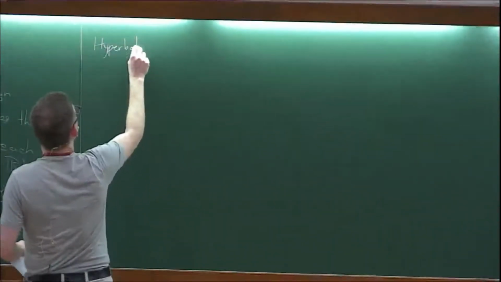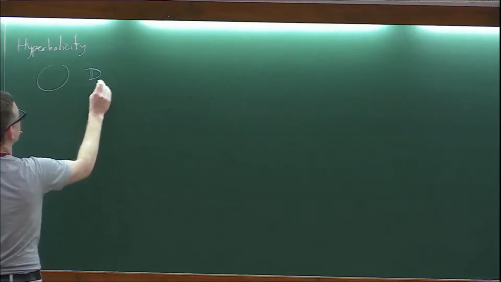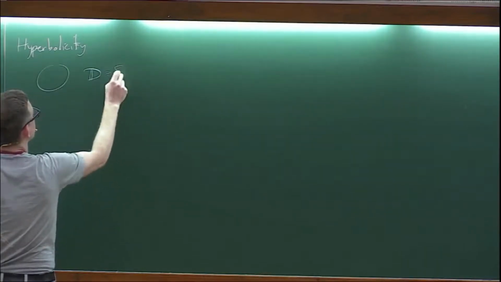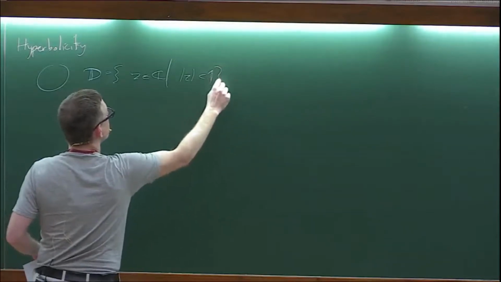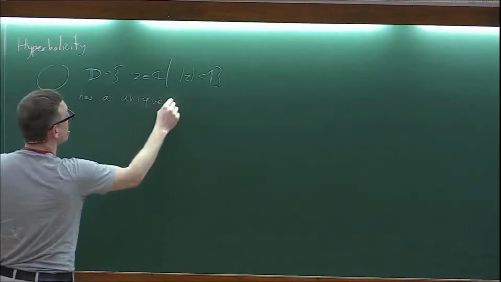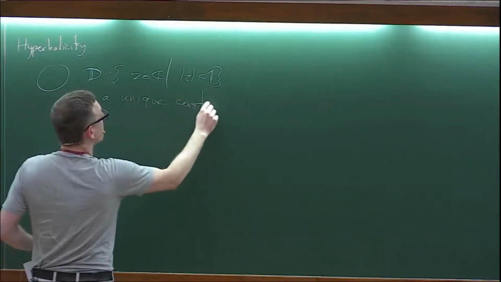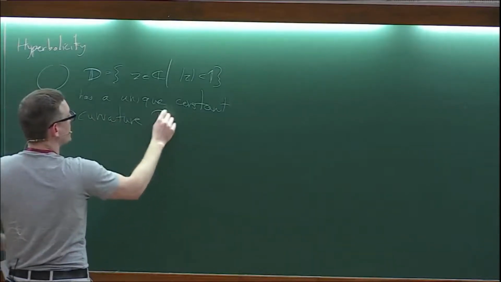So let me just briefly say what hyperbolicity is. Okay, so I'll just briefly say what I mean by complex manifolds being hyperbolic. Okay, so recall that the disk is the set of complex numbers with norm less than 1, and it has a unique constant curvature Riemannian metric.